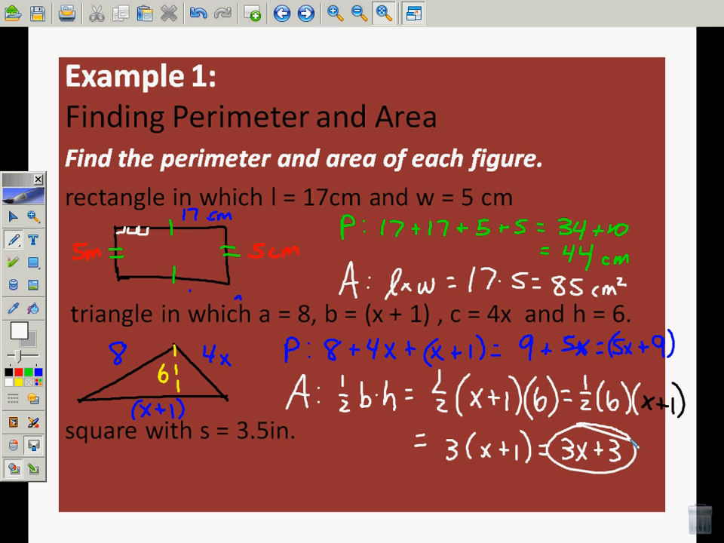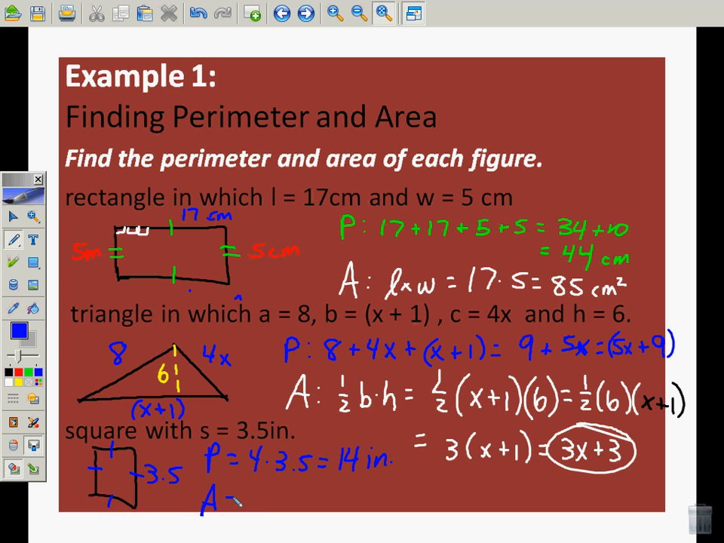Now, square with s equals 3.5. What is this talking about? I'm talking about a square. This side's 3.5. But all of them are the same. Notice how I sync that in time with my talking. So the perimeter is 4 times 3.5. When I do 4 times 3.5, I've got 12 plus 2 is 14 inches.